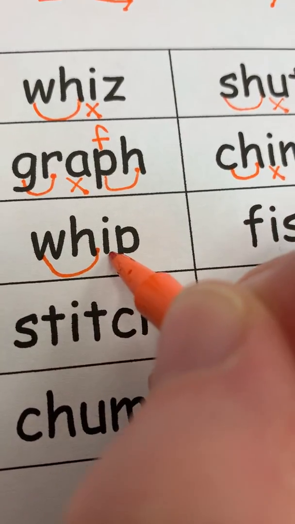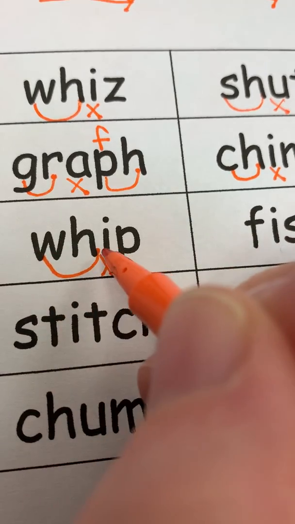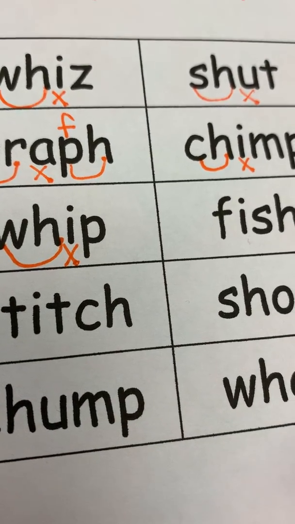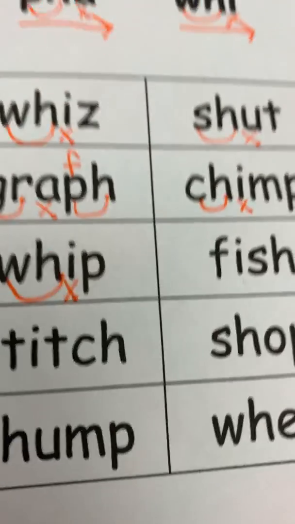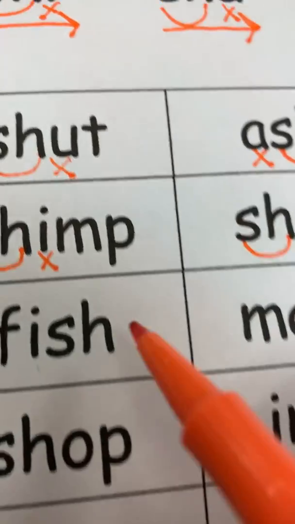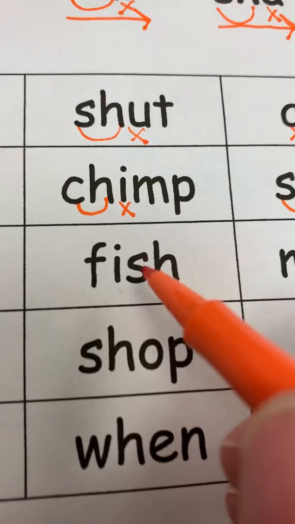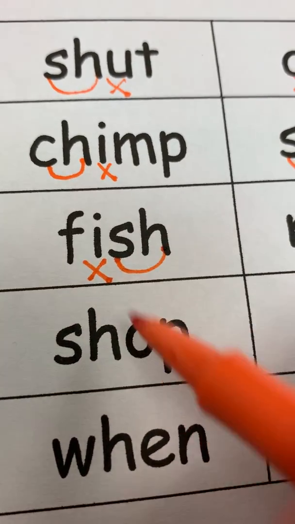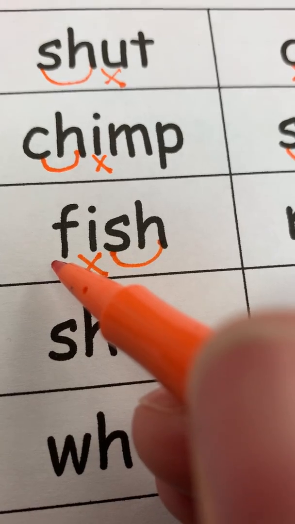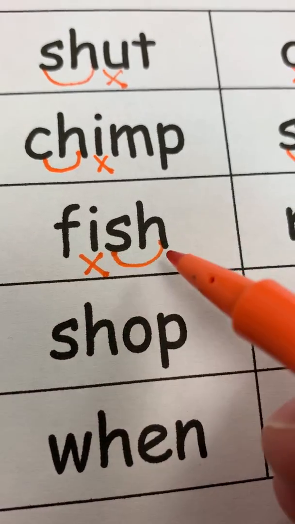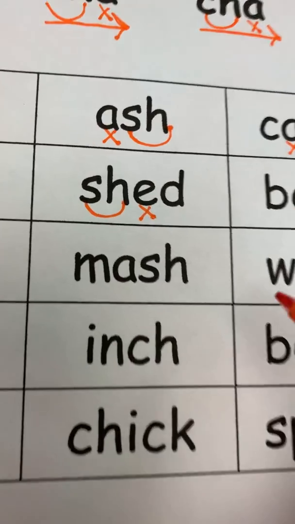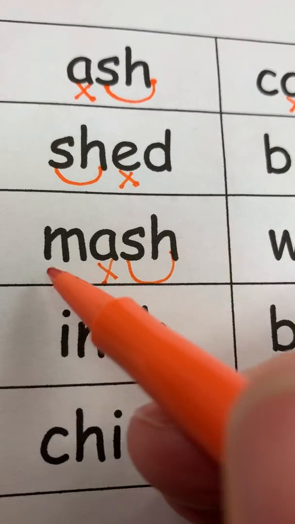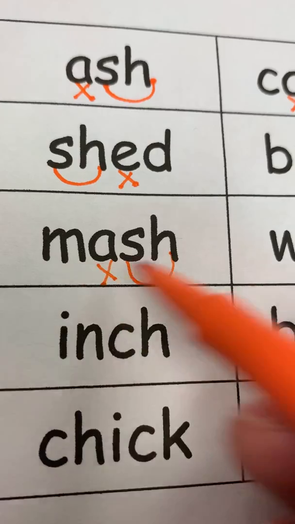WH at the beginning. There's your vowel I. Whip, whip. Like you whip up a batch of cookies. All right, next word. Mark your vowel and then the SH at the end. Ready? Let's slide it together. Fish, fish. Next word, mark your vowel and your SH at the end. Mash, mash.